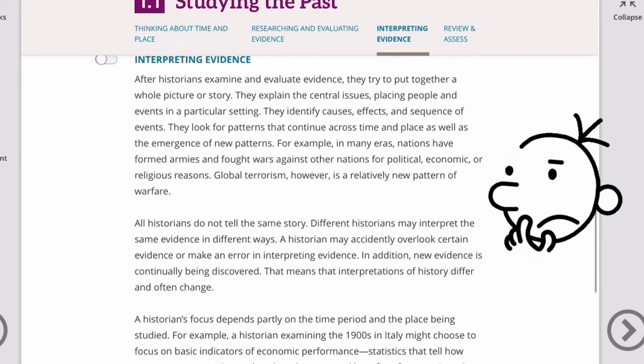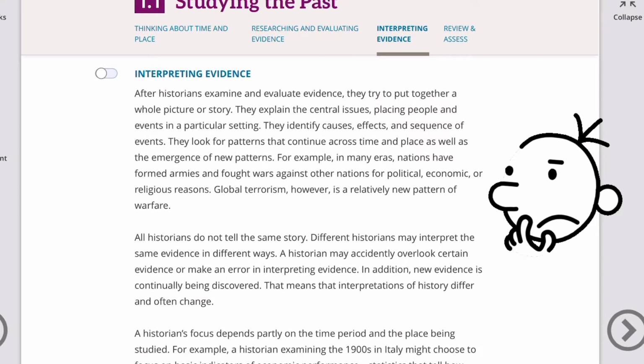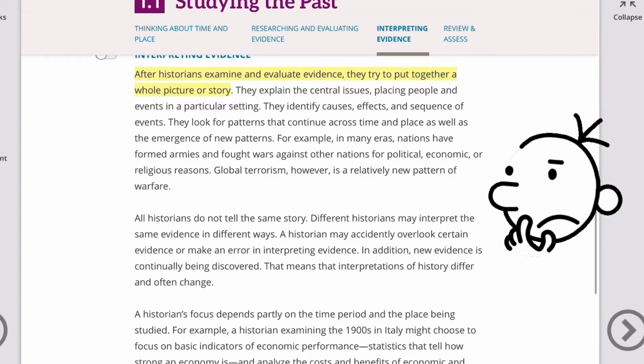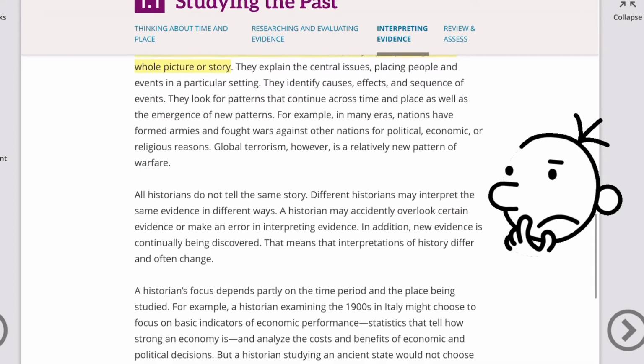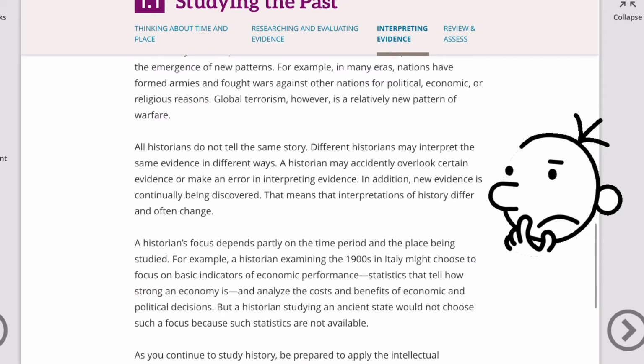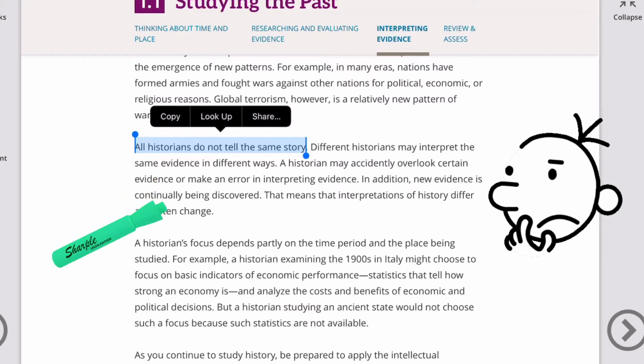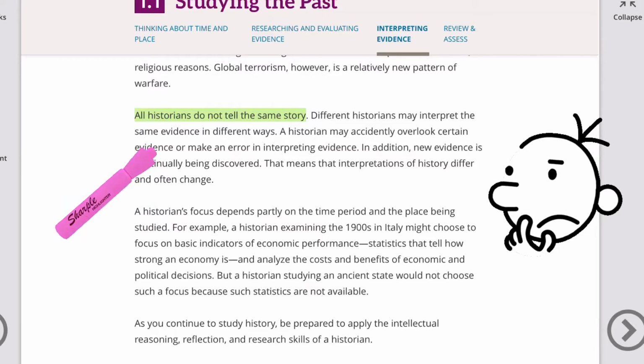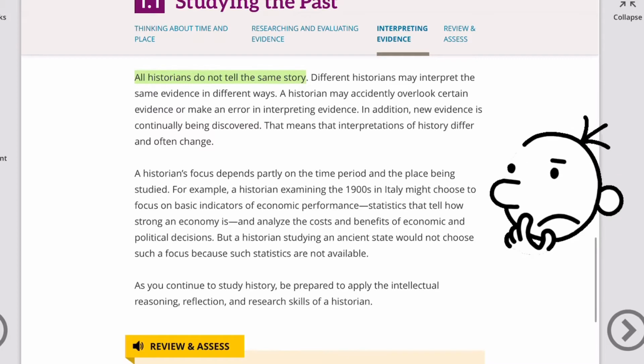Now, interpreting evidence. After historians examine and evaluate evidence, they try to put together a whole picture or story. That is, combining primary and secondary sources. Historians do not tell the same story. Different historians may interpret evidence in different ways. Now, why? A historian may accidentally overlook certain evidence or make an error in interpreting evidence. In addition, new evidence is continually being discovered. That means the interpretations of history differ and often change.